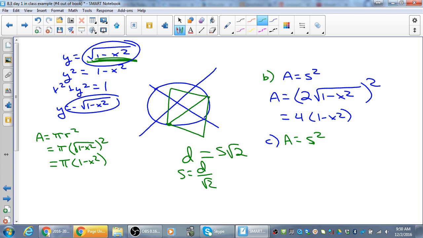Now if we can get the diagonal in terms of x, we've got it. Well, the diagonal runs from the bottom curve to the top curve. And that's just like we did before. So now the area is equal to, let's see, the diagonal.